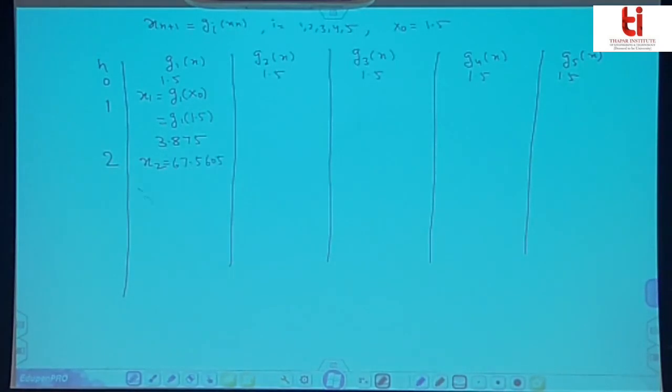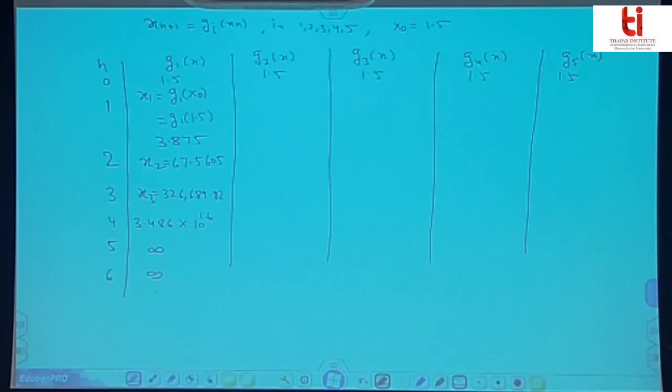x2 is coming out to be 67.5605. x3 is coming out to be 326.326, the value of x3. That is the third iteration. 326689, it's a big number. In the fourth iteration, the value is coming out to be 3.486 times 10 raised to the power 16. Fifth iteration, it is a large number and it is coming out to be infinity. Sixth iteration, all are infinity.